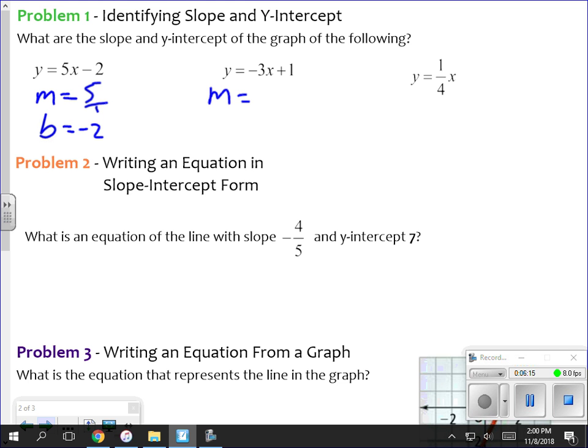So the next one, what's our slope? -3. What's our y-intercept? 1. Now the last one. What's our slope? 1/4, because I have 1/4 x. What's our y-intercept? It's 0, because what do we have? We have plus what? When there's no number there that's being added on, it's the same thing as adding 0. There's nothing there, so our y-intercept is 0.